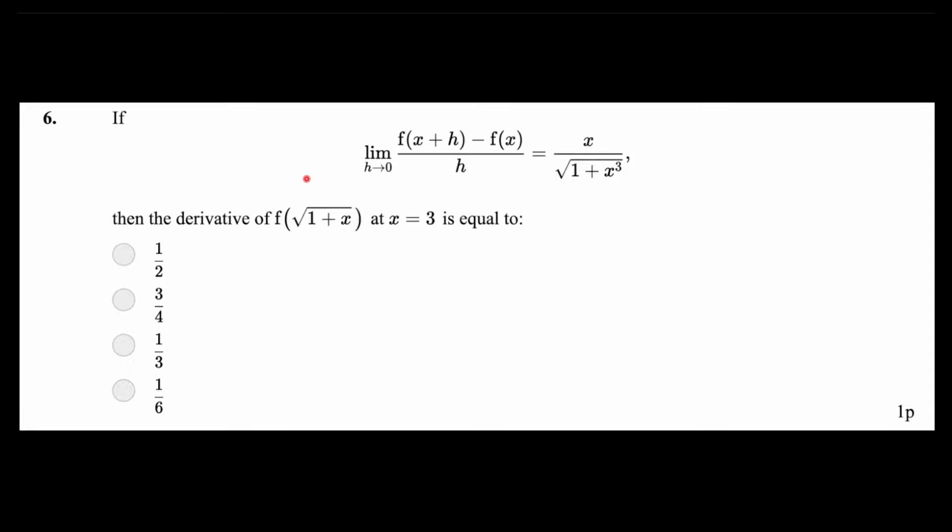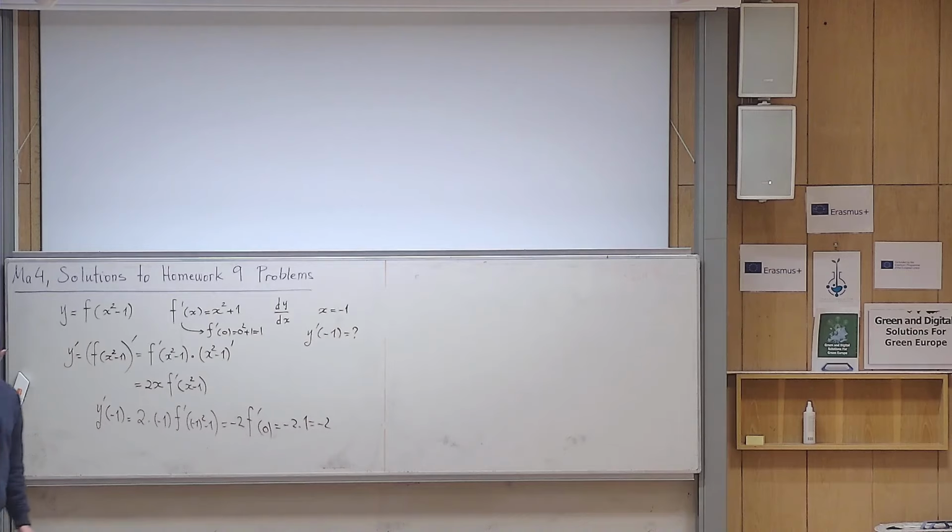So, if this limit is this, then the derivative of this combination at x equals to 3 is equal to one of these options. Which one? But I think you know what to do now, yes? This is just formality. What is the meaning of this guy? It is f prime of x. Yes? Okay, so let us go to the board.